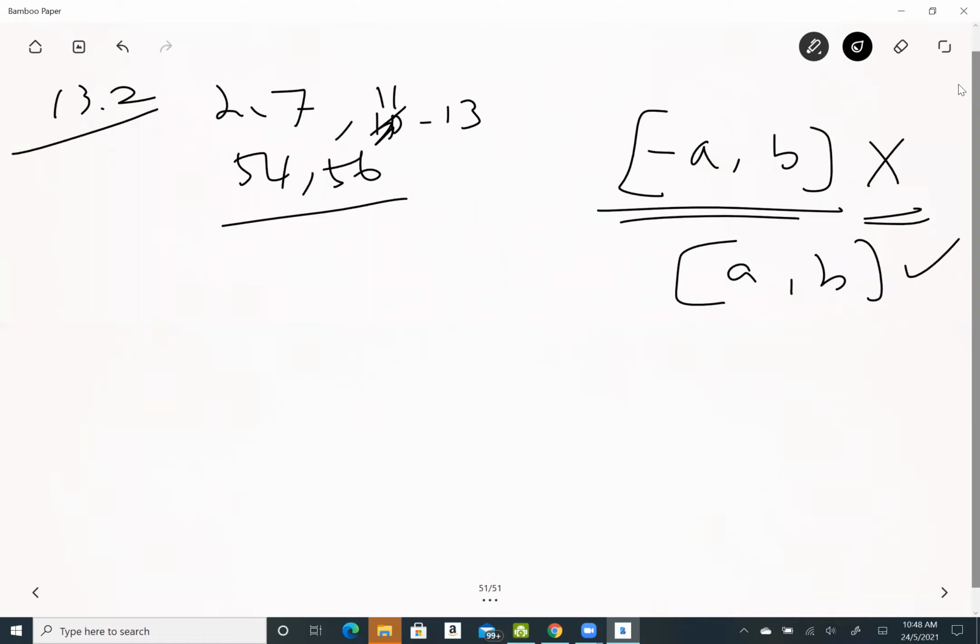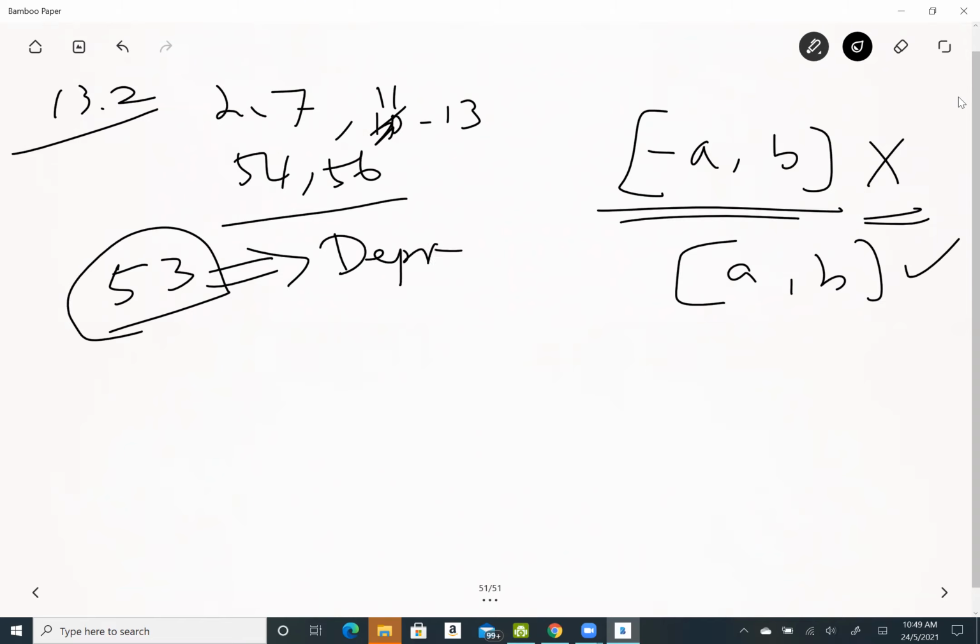Now the application, I would like to discuss application questions. So go to question number 53. That is on the depreciation. I want you to read that question, and then we will discuss that. So this is the application of a definite integral. Can you read that question first for a few minutes, and then we will do it.